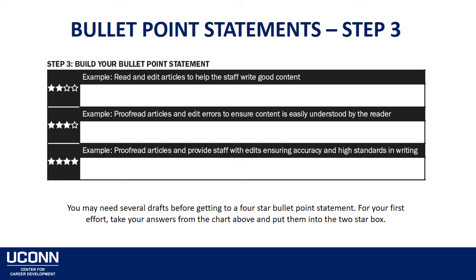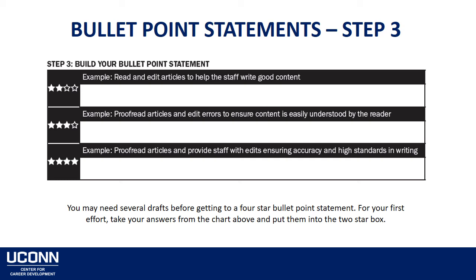Looking at the examples, his first 2-star bullet is read and edit articles to help staff write good content. This statement is very simple and does not include many details. His 3-star bullet is proofread articles and edit errors to ensure content is easily understood by the reader. This statement provides more detail, particularly in terms of why.